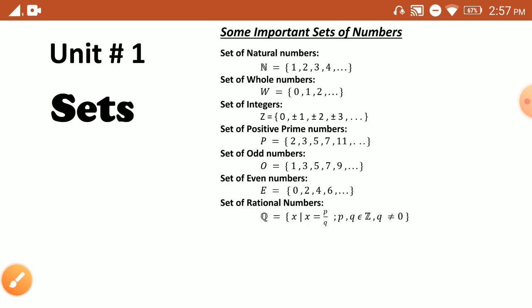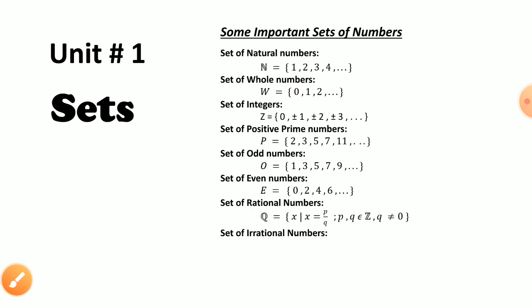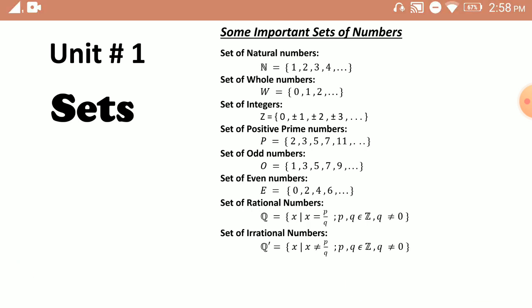Next we have the set of irrational numbers. The set of irrational numbers is represented by q dash, and it includes all the numbers that cannot be written in the form of p upon q, where p and q belong to integers and q is not equal to 0. The numbers that cannot be written in fraction form will belong to the set of irrational numbers. Let us take some examples.